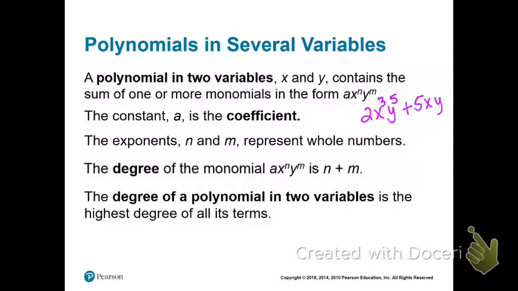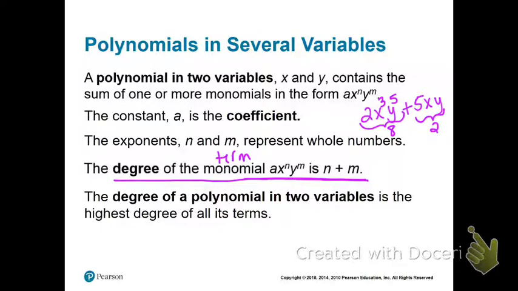Now, here's where it changes from yesterday. The previous lesson only had one variable, so we only had to worry about that exponent when we were looking for the degree. So we were like, hey, it's the largest exponent. But now we have more than one exponent because we have more than one variable. So the degree of each monomial, so each term is what they're talking about here, is when we add the exponents together. So like right here, this term would have a degree of 8 because 3 plus 5 is 8. This term would have a degree of 2.